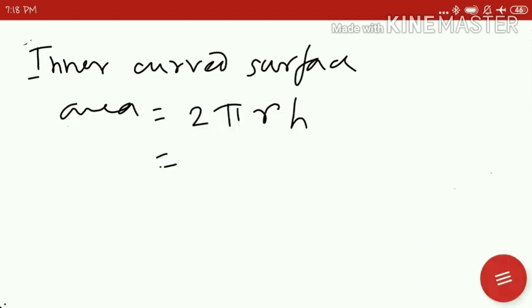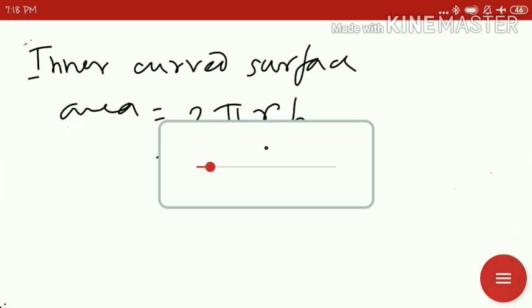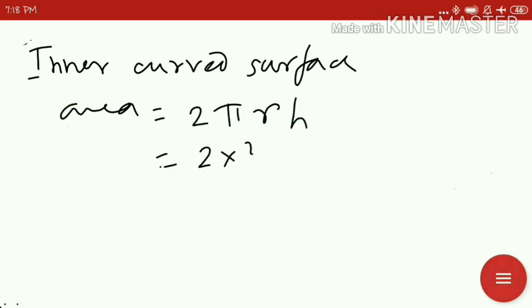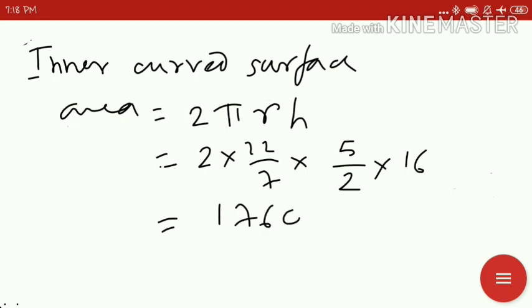Okay, so now I will put the values accordingly. That is 22/7, and the radius I already found is 5/2, and the height will be the same as the outer one. Now if we calculate, you will find that the inner curved surface area will be 1760/7 centimeter square.